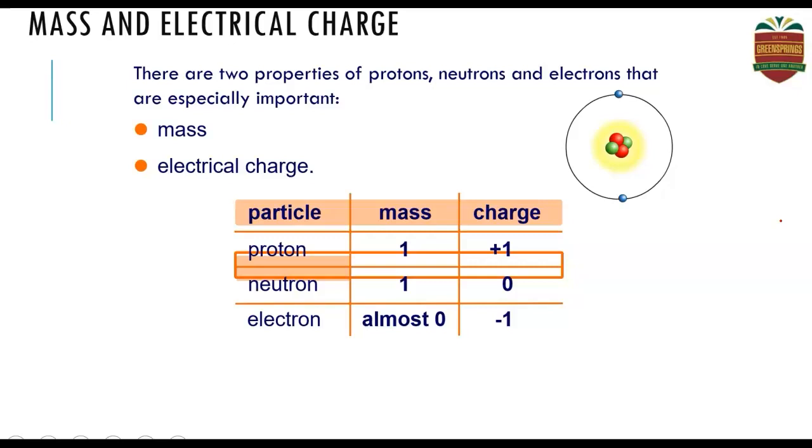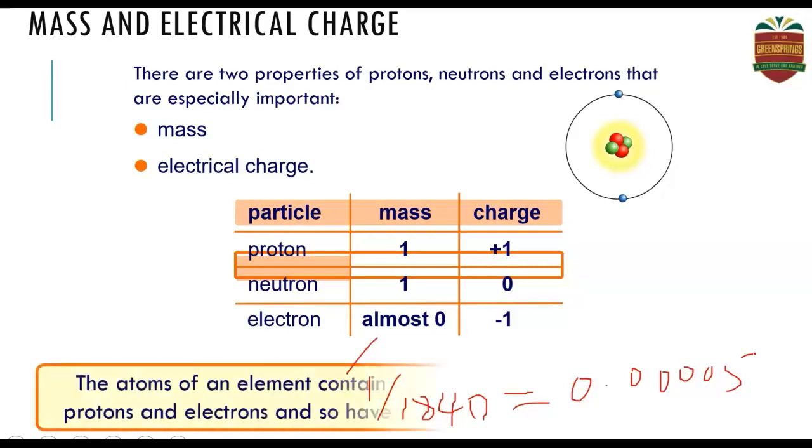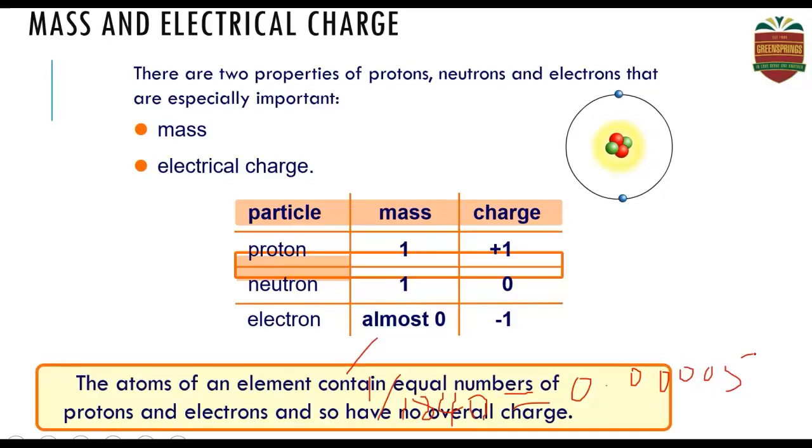Electron has a mass of almost 0. Of course, the real mass is 1/1,840, which is almost 0, because if you divide that, you have 0.00005. So we call this value almost 0, and it has a negative charge represented as -1. Now, these properties are very important because they are the properties that ensure that atoms have no charge.